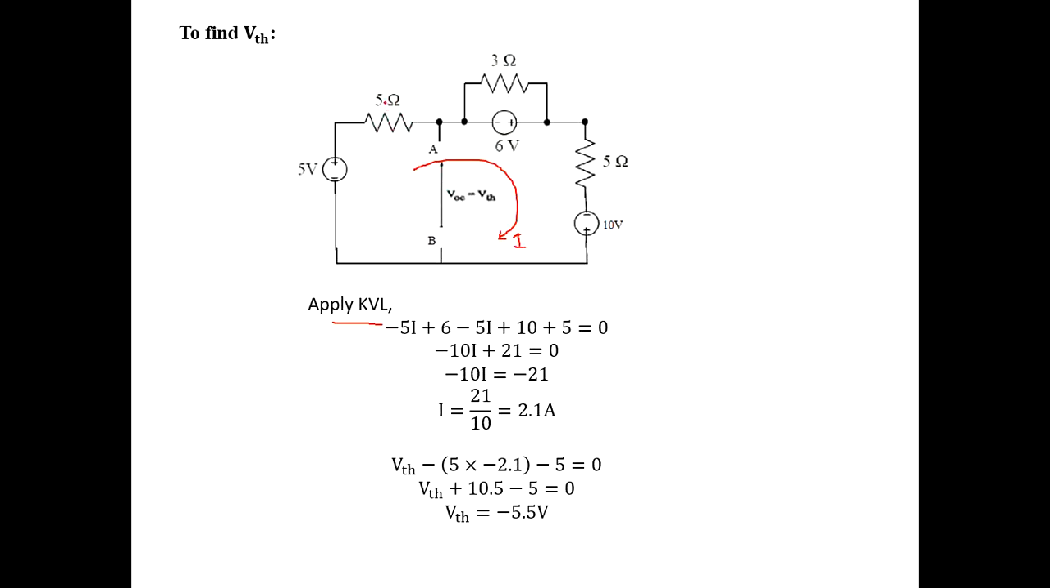The R value is 5, minus 5 into I. Then this arrow is negative, so we can write plus 6. This arrow means this resistor, and a resistor means voltage drop, minus 5 into I. This arrow is negative, plus 10. Again this arrow is minus, plus 5 equal to 0. In this equation we got the I value as 2.1 ampere. Next we have to find the VThevenin.